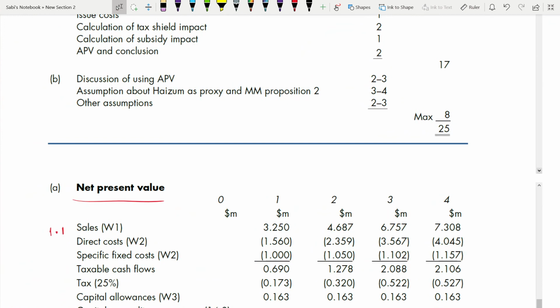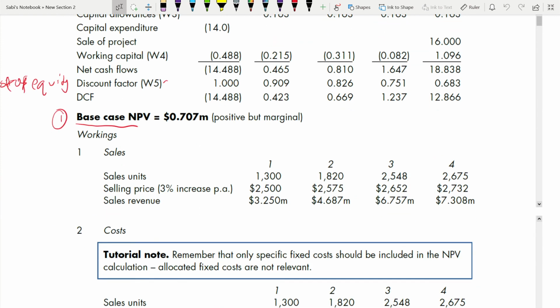And if you see here, always keep your working separate from your main table. Your working should not be in the main table. It should be separate. Of course, you should first do all your workings, keep them ready, and then put it in the final table. Okay, so first we are going to start with the sales. Sales unit into sales price. So what are the sales units?